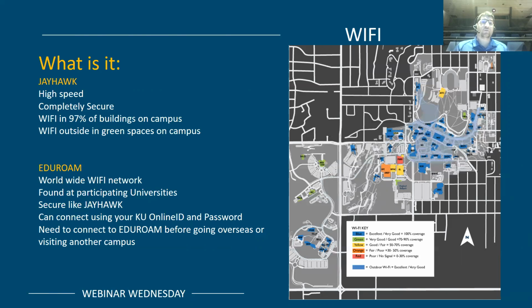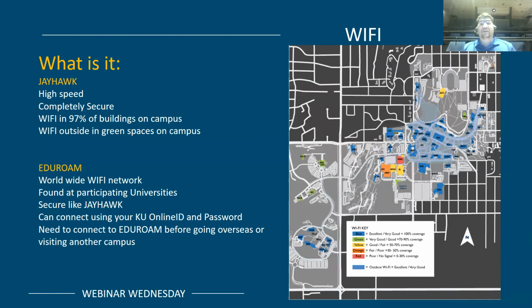So when you're in your dorms and connected to Wi-Fi, you don't want to do things like online banking and other things that require you to use your password. However, when you are on campus and you are connected to the Jayhawk Wi-Fi network, everything that you do is completely secure, so feel free to use all your passwords, access your email, your online banking, and any other things that are protected information.